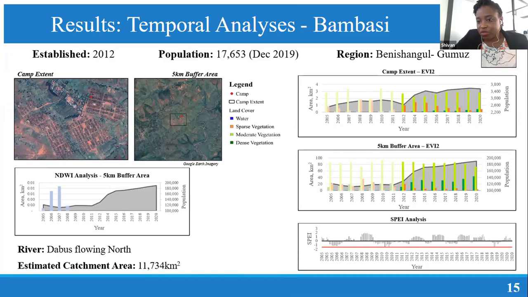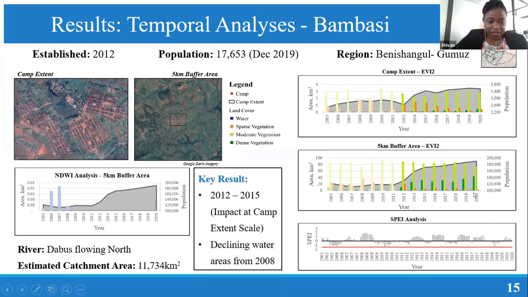And we can see that from 2012 to 2015, in the camp extent, which is the first graph here for the EVI2, we see an increase in sparse vegetation and a decrease in moderate vegetation. And in this same period, that's 2012 to 2015, there were no prevailing severe droughts in this area. And this is the SPI analysis based on the 12-month time scale. But we see at the 5-kilometer buffer scale, this effect is not visible. And instead, we see dense vegetation increasing as we move to 2019 and 2020.